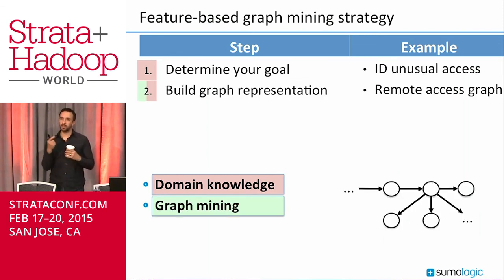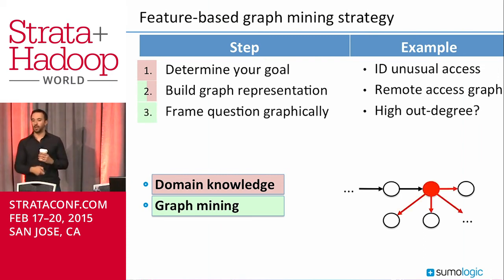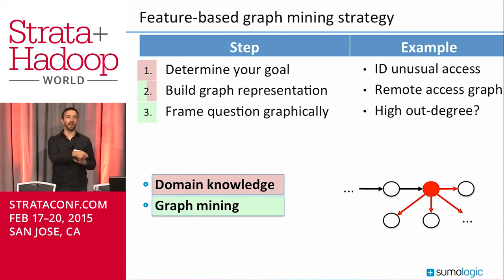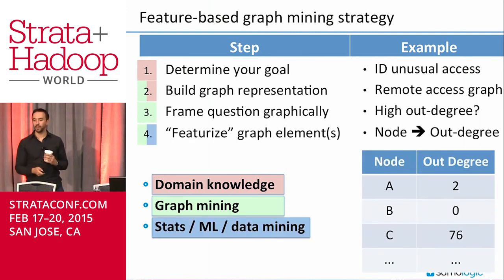The next step is to turn that into a graph. If it has some actual graph structure, encode the log data, the relationships, the entities into a node edge graph formulation. It's a mix of domain knowledge and some graph mining knowledge. Then once you have that, frame your initial question graphically. So in the idea of unusual remote access patterns, maybe I'm really interested in a node that has a wildly unusual high out degree because that's a compromised node and now they're SSHing from that box into all over our infrastructure. And so this, again, is a graph mining heavy part.